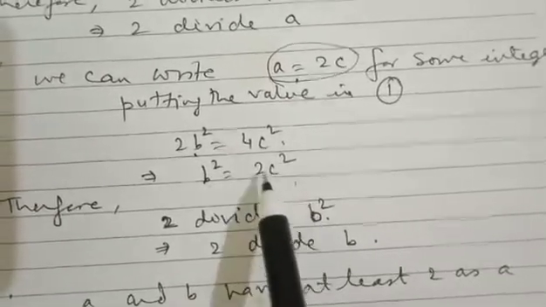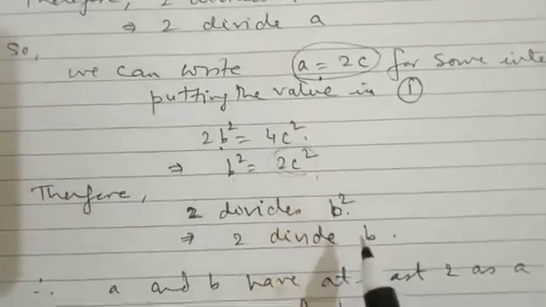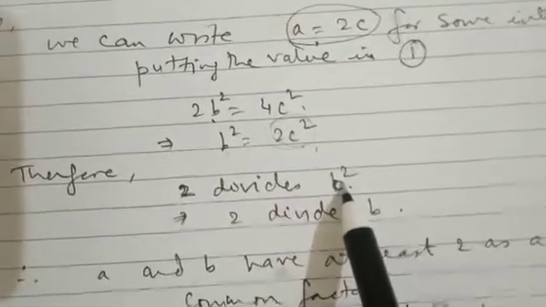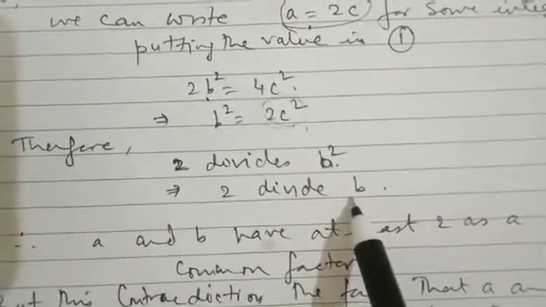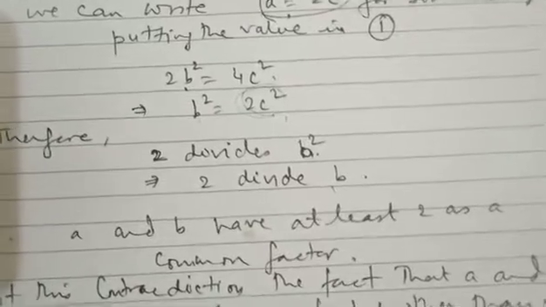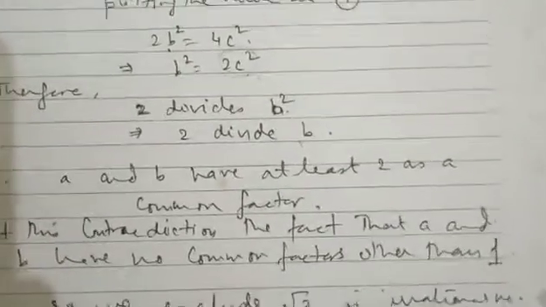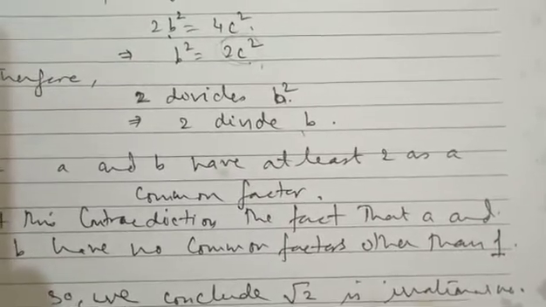Here again it is a multiple of 2. That means b square is an even number, and so b is also an even number. And here comes the contradiction. We started with the assumption that a and b are co-prime numbers. That means the HCF is 1, not 2.